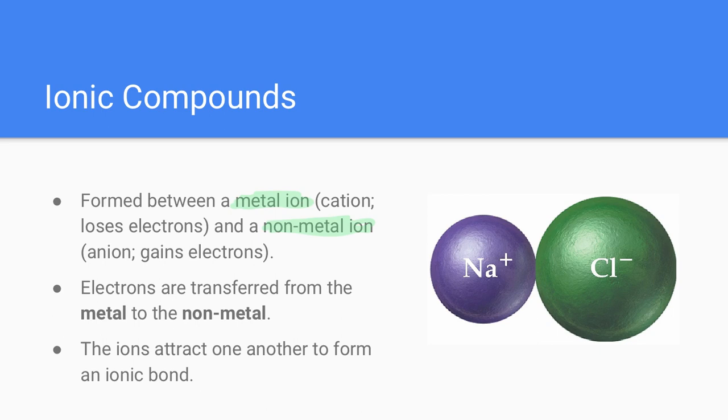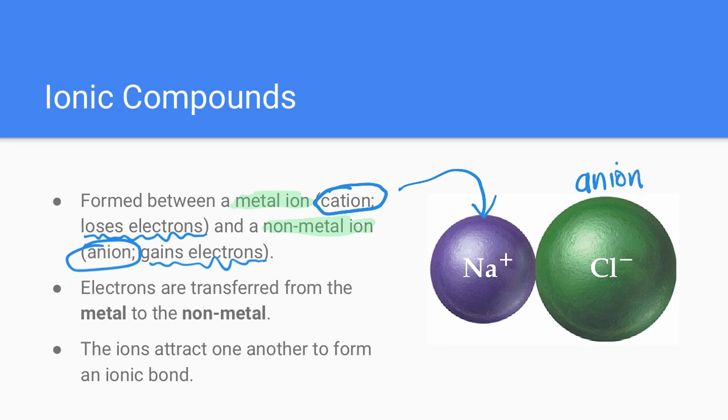So for a metal ion, when it becomes an ion, it's going to lose electrons, and we call that a cation. So something like sodium or Na+, the sodium ion, would be a cation. A nonmetal ion will gain electrons, and so it is called an anion. And something like the chloride ion is an anion. And they will gain or lose electrons until they have a full valence shell. That's really the goal in bonding, is to have full valence shells.